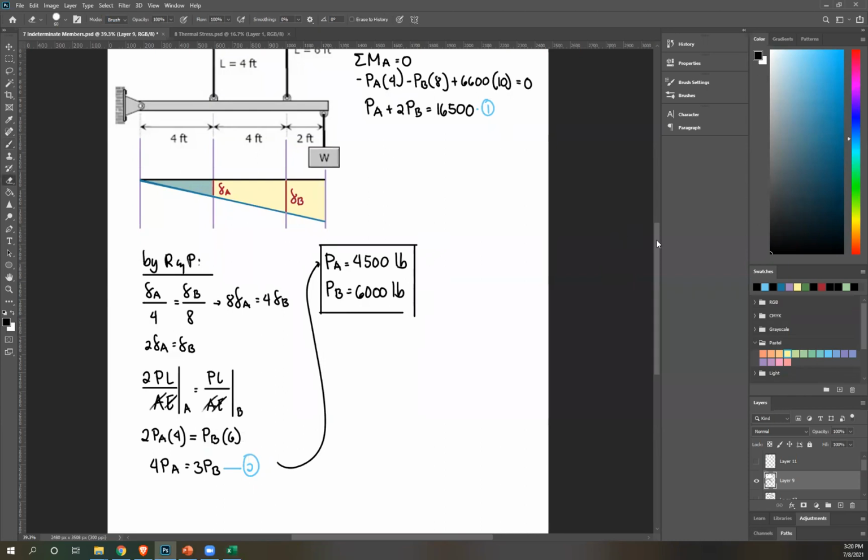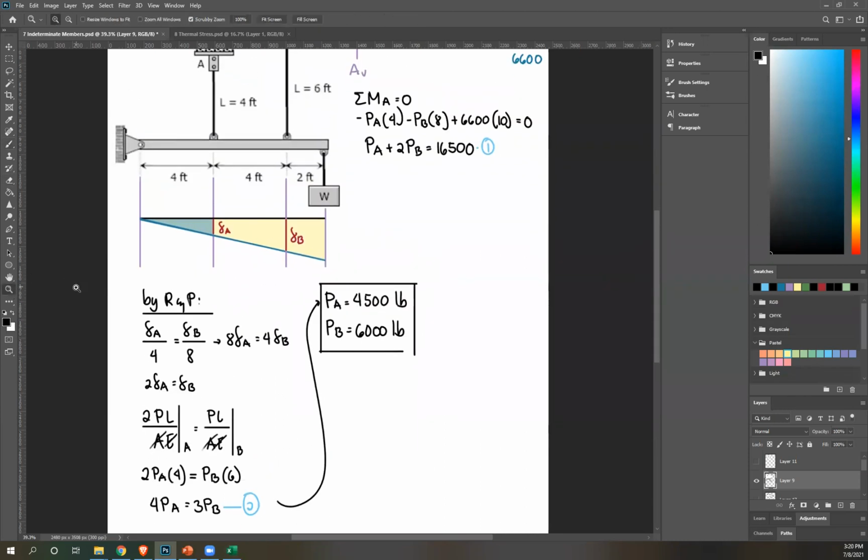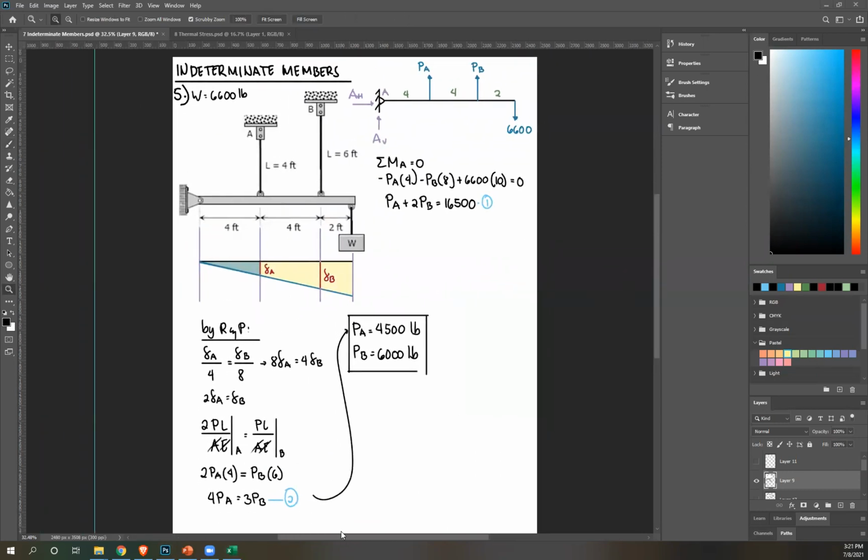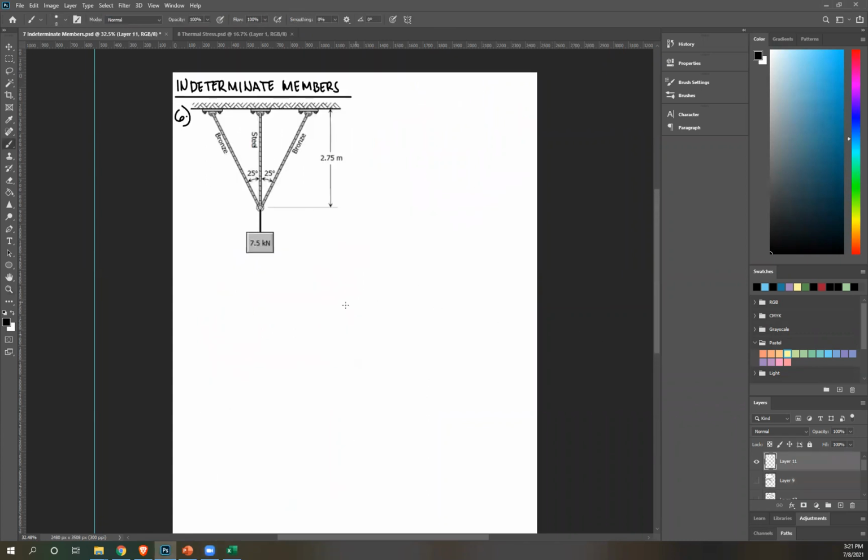Okay. Number 4. Any questions for number 4? Please answer in the chat. Number 5. Okay, no questions. Let's move on to number 6. The final question for indeterminate numbers.